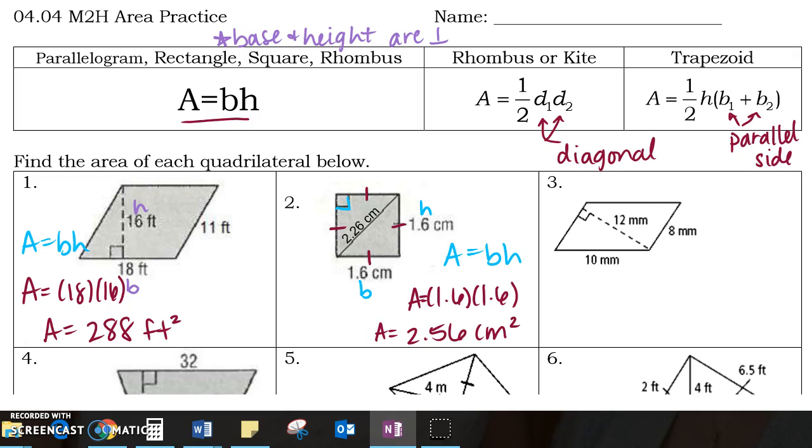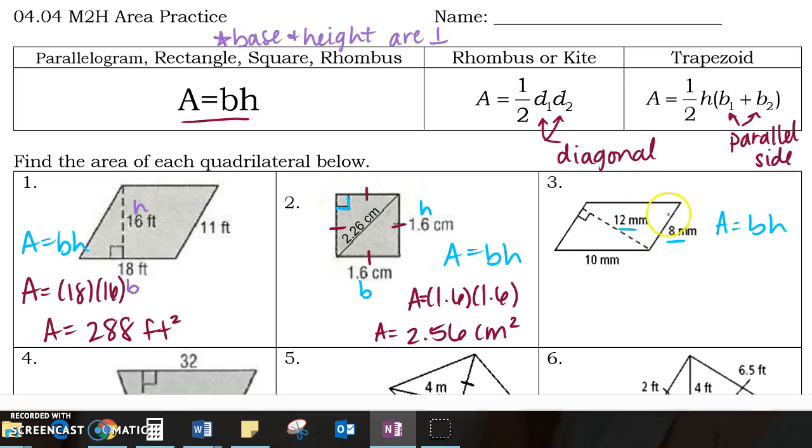Taking a look at number 3, I'd like you to pause the video and try it out on your own. So give yourself a minute, try it out. Now, if you tried it, you should see it's still a parallelogram. Our equation is still base times height. But in this case, our base is going to be 8 and our height is 12.